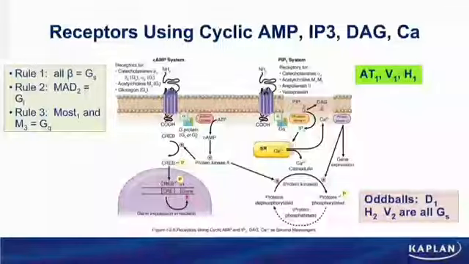Then there are a few that I call oddballs. There are receptors that don't fit into this pattern. Notice D1, histamine H2, and the vasopressin V2 receptor. Those are actually all GS coupled. So when you go back and summarize GS, it's all betas, but then it's D1, H2, and V2.